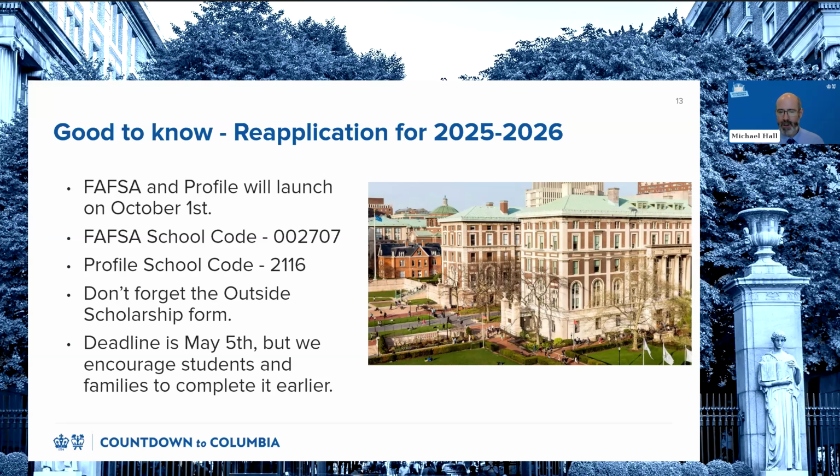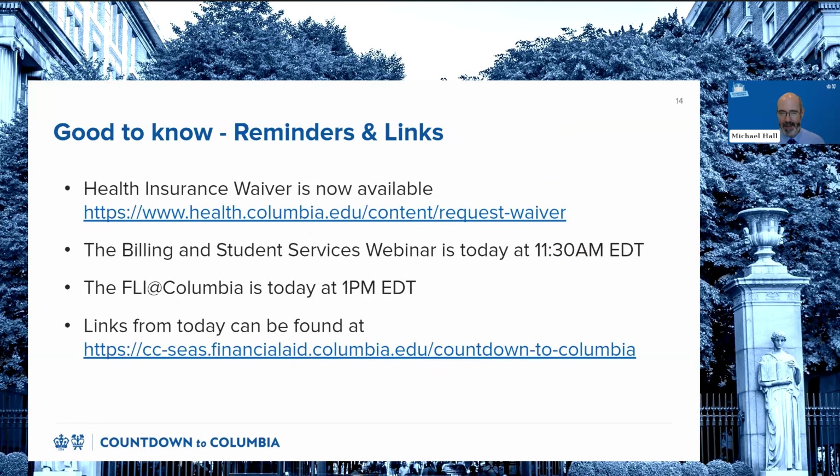Okay, so a couple of just random items here. Again, while I have your attention, I want to talk about the health insurance waiver. Now, this is something that Columbia Health will go over in their session later in the month. I think that's in another 2 weeks or so. But one of the biggest things we see when we're counseling families is, wow, this is a larger bill than we were anticipating. What happened?